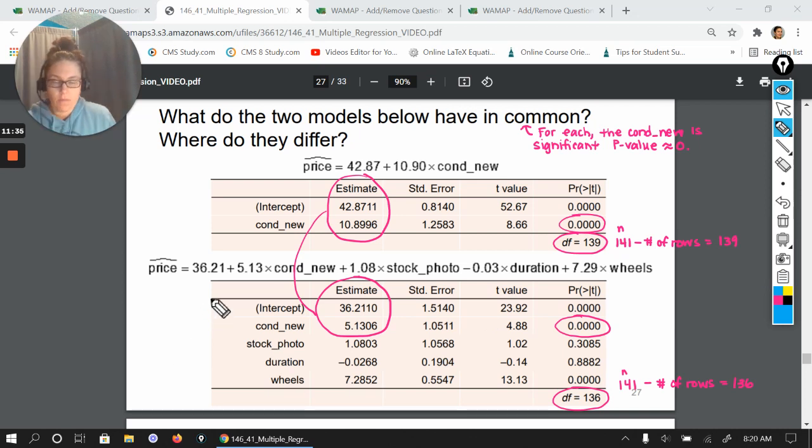In the multiple regression model, which is the second table, the wheels are included and they're not included in the simple linear model up here. So in the second model here, the more wheels you have, the more you can expect to pay in the auction. But up here, we don't have that variable, so we can't account for that price change. So let me try to write all of that down.